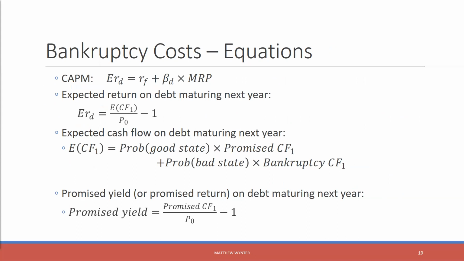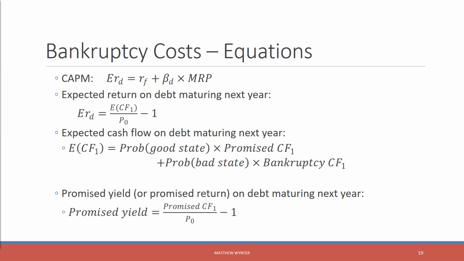And obviously, if we're looking at our expected cash flow, we're going to have two states. So we're going to have a good state in which there's a promised cash flow. You can think of this as if the firm is able to pay, this is what they're promising to pay. And then we're also going to have a bad state with the bankruptcy cash flow. And obviously that cash flow is going to be lower.